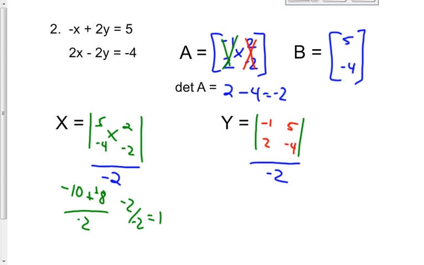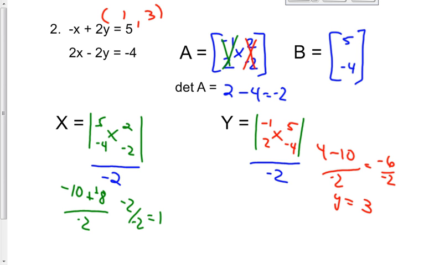And now I do the determinant. 4 minus 10, negative 6 over negative 2. My y value should be 3. So the solution to this system is the ordered pair 1, 3. I kind of like this system. It goes quickly. You don't have to worry about substitution. It's just another method now that we can use instead of either substitution or elimination.